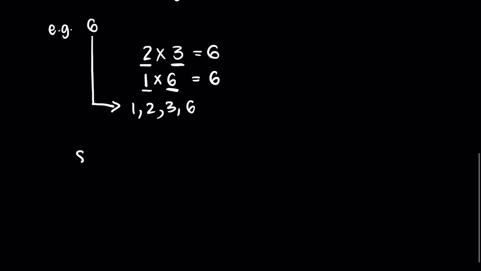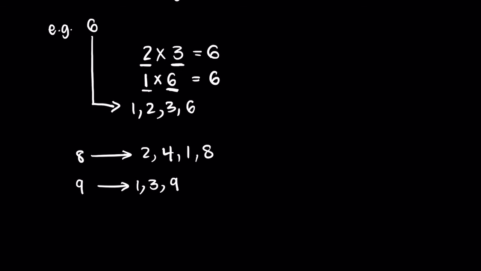Similarly, the factors of 8 are 2, 4, 1, and 8, because 2 multiplied by 4 gives 8, and 1 multiplied by 8 also gives 8. For 9, the factors are 1, 3, and 9, in a similar fashion, because 1 multiplied by 9 gives 9, and 3 multiplied by itself gives 9.